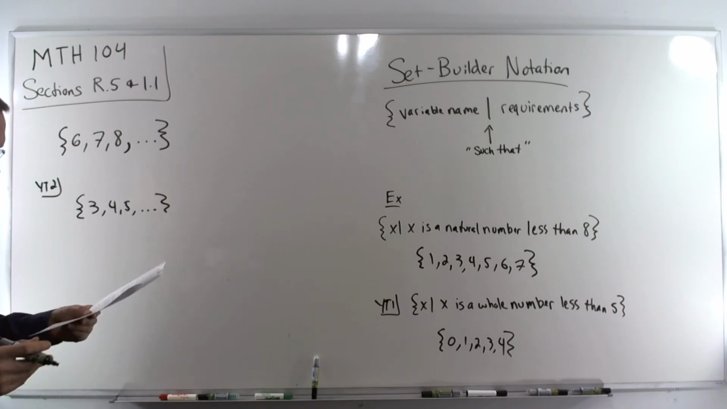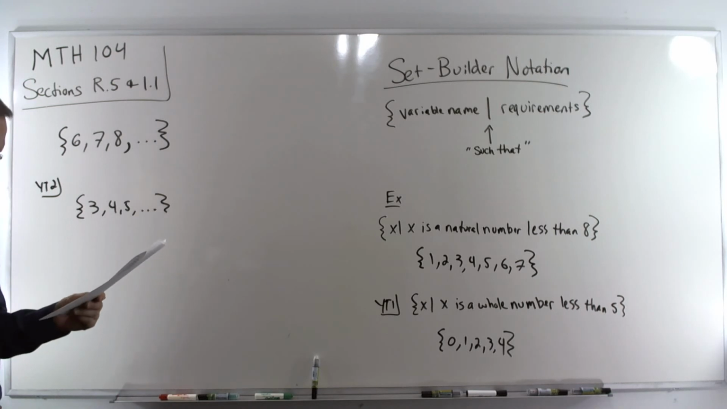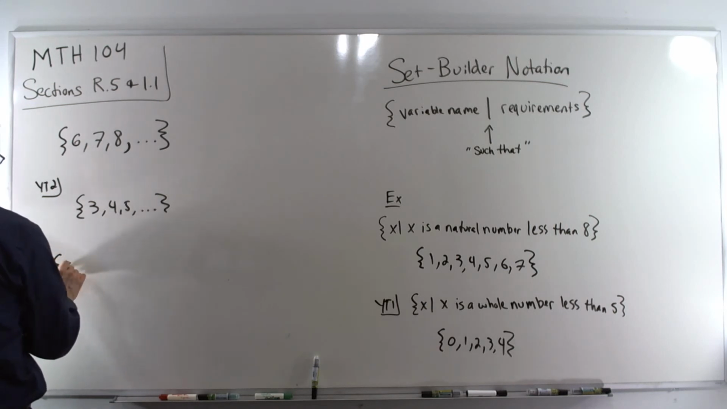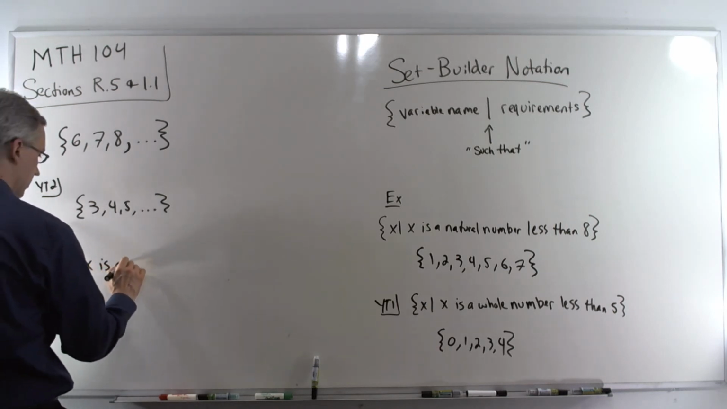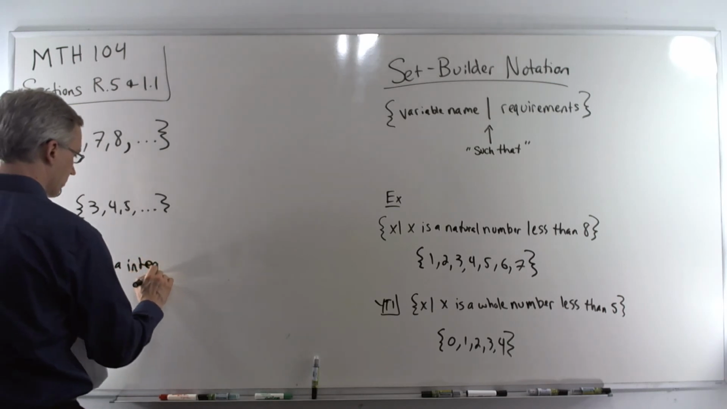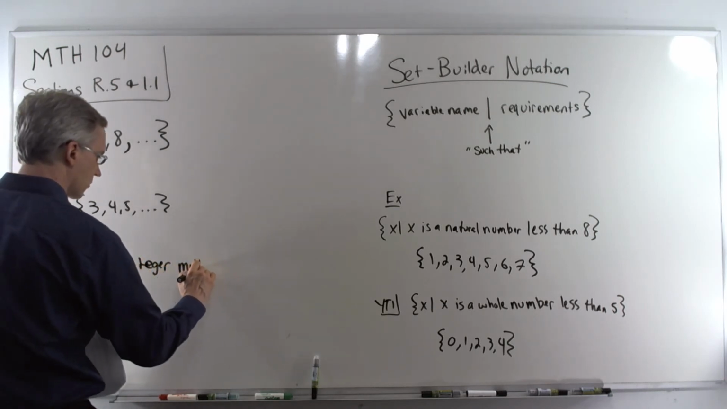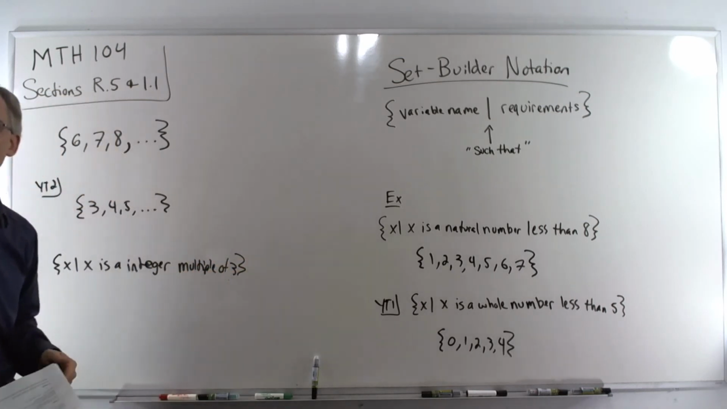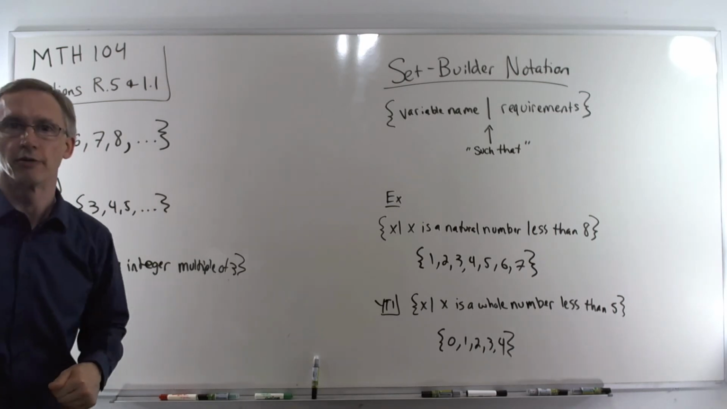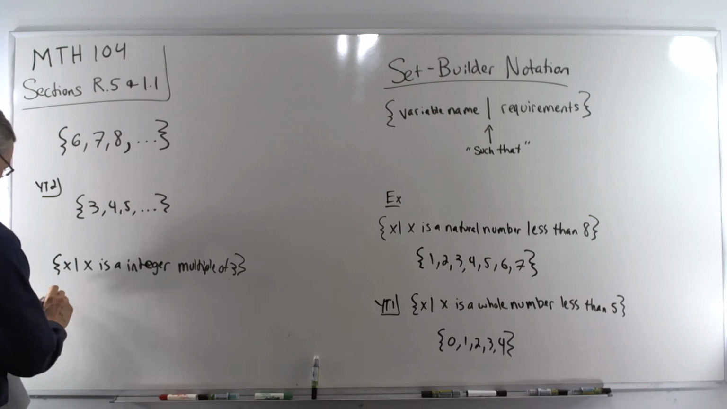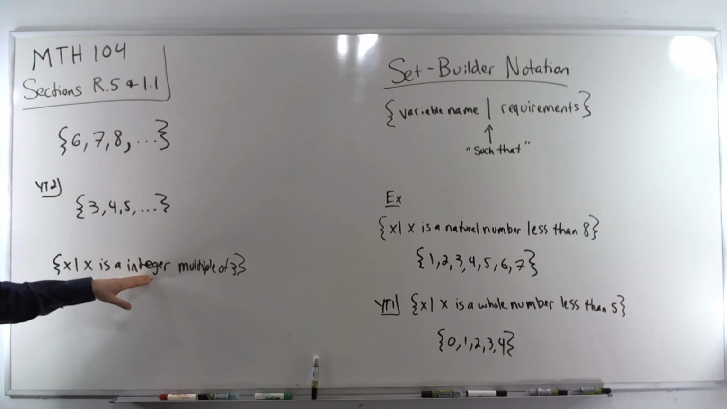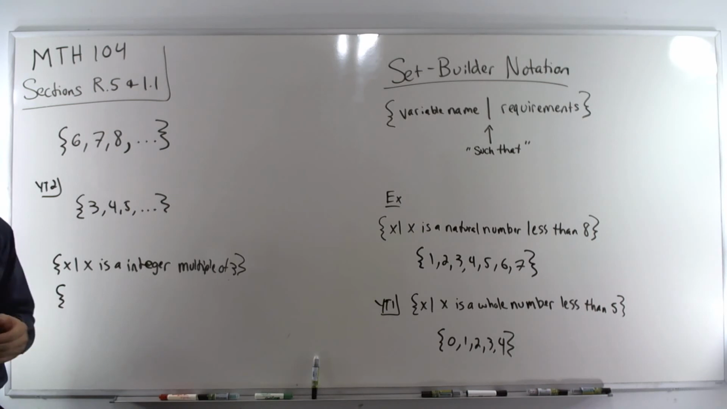All right, now we've got one where we're not going to go sequentially. We've got x such that x is an integer multiple of 3. Now, if you don't know what a multiple is, I recommend looking at the preliminaries video. Covered there. All right, so we're talking about integers. So that's going to include positive and negative numbers and multiples of 3. So that's 3 multiplied by any number.